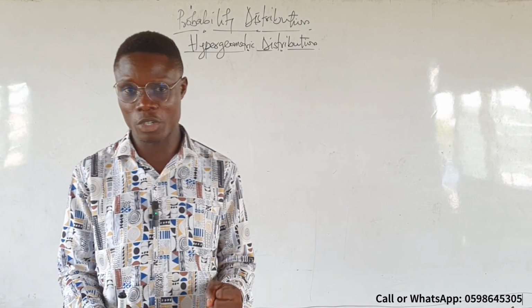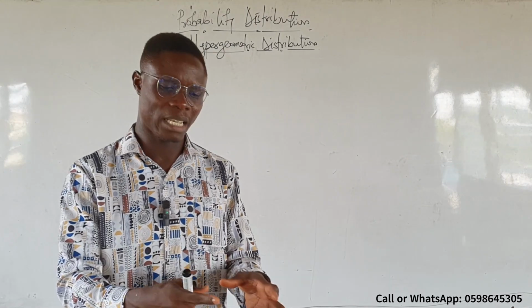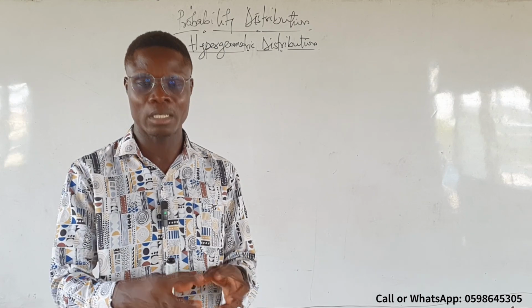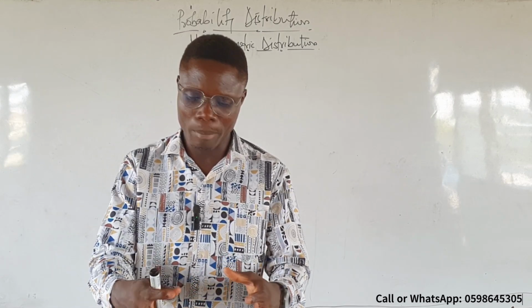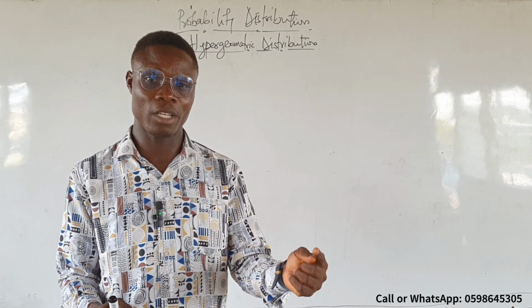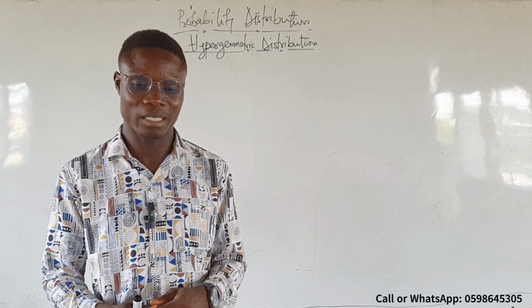So hypergeometric has a population, and in that population there is a selection, a random sampling. And they'll ask you what would be the probability that any of the characteristics in the population is in the sample.